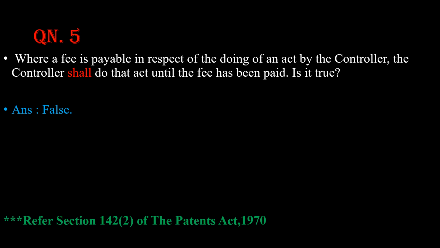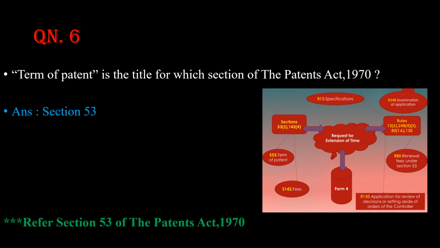Question number 6. Term of patent is the title for which section of the Patent Act 1970? The answer is section 53. As from this slide from our first lecture, we can see very well that section 53 is term of patent. Also you can refer to section 53 of the Patent Act in the bare act, or else for more details please go to my video where I have very well explained section 53. Fine.